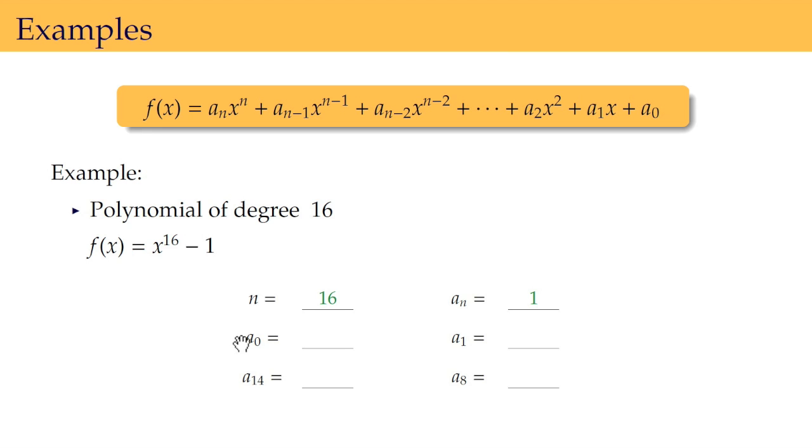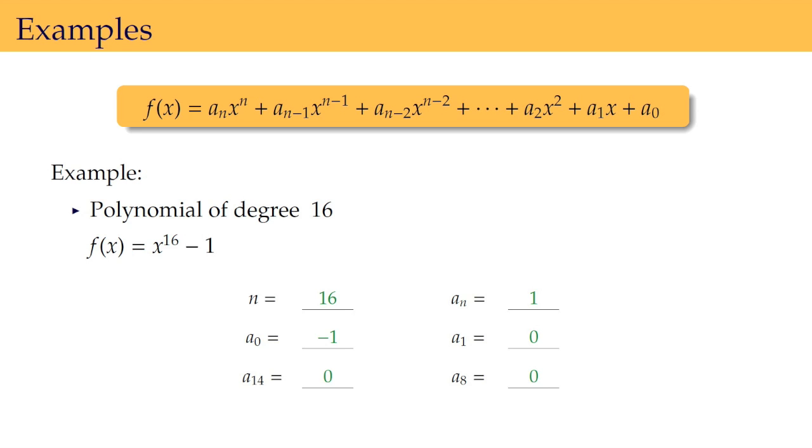A sub 0 is my little number here all by itself. That is negative 1. And then, well, notice there's not a whole lot else going on in this function. A sub 1 is 0. A sub 14 is 0. A sub 8 is 0.